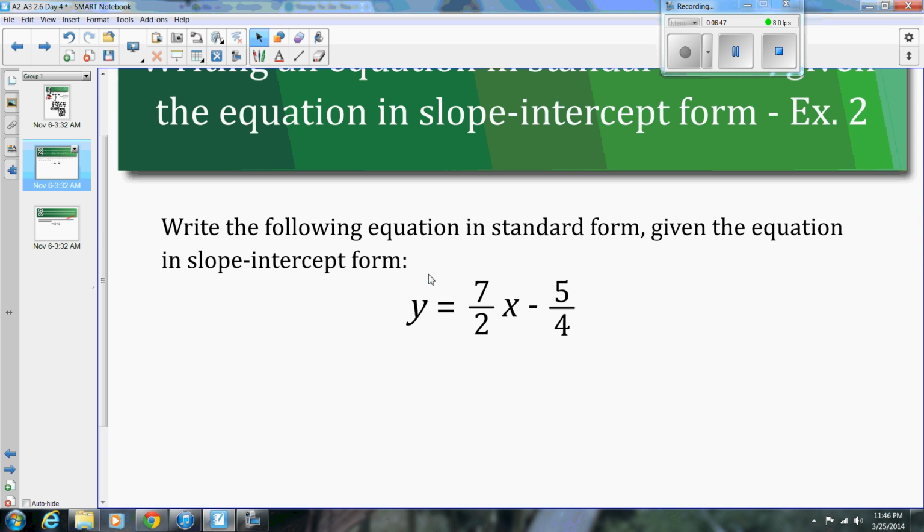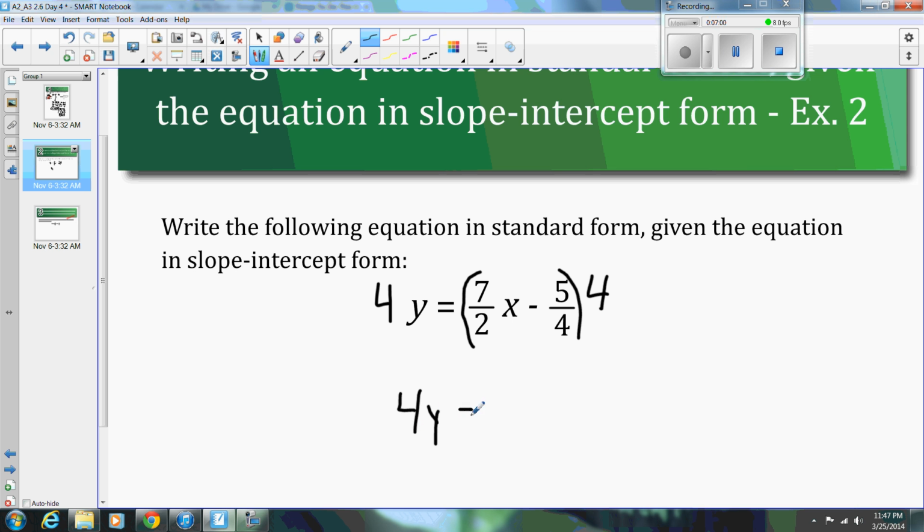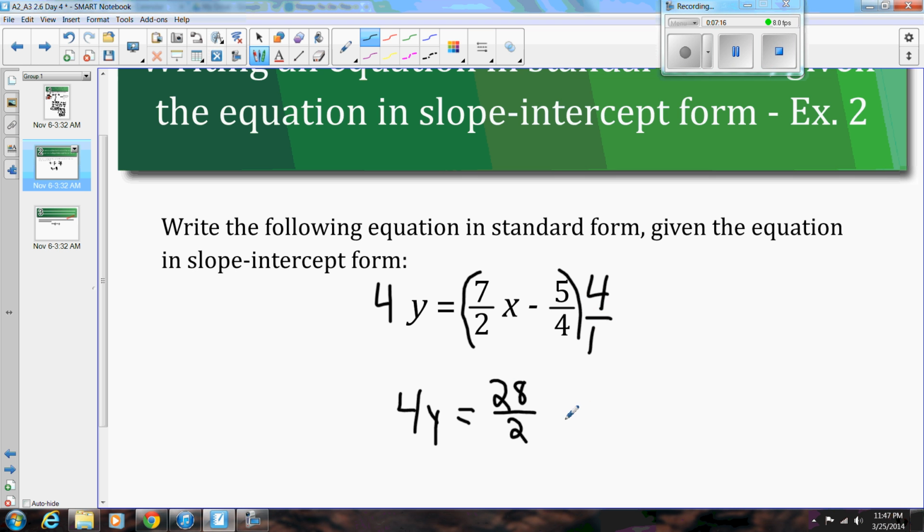Just real quick, I'm not going to go through all the explanation listing these common denominators and the like. The least common denominator between 2 and 4 is 4. So I'm multiplying both sides by 4. When I do that, I get 4y is equal to, let's see, I'll just multiply it to make this easy for clarity. I can do the reduction of 4 times 7 halves in my head, but this is really 4 over 1, right? So this becomes 28 over 2 minus 20 over 4.